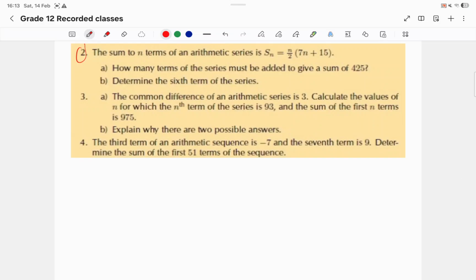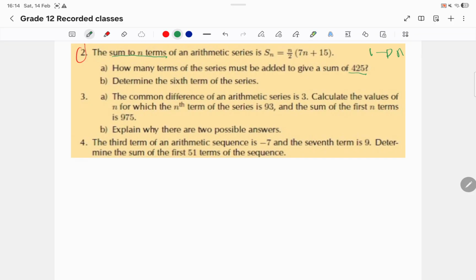Okay, guys, let's look at question number 2. This is grade 12. When you look at question number 2, it says the sum to n terms. Remember, to n terms means you are starting from 1 to a certain position, 1 to n. The sum to n terms of an arithmetic series is given by this value here. So we have been given the formula to calculate the sum. How many terms of the series must be added to give a sum of 425?